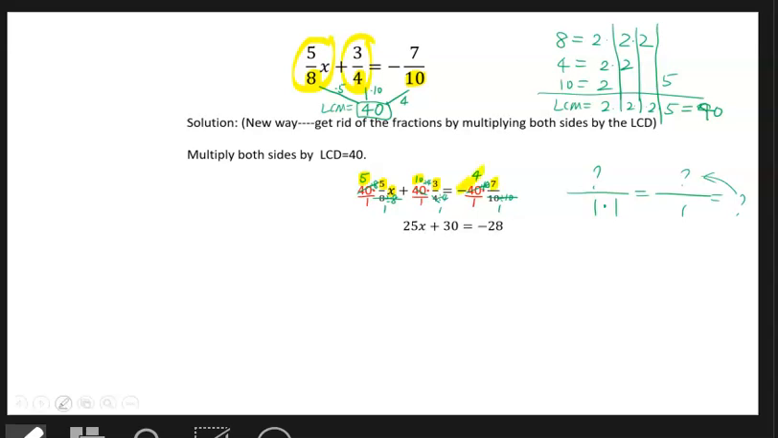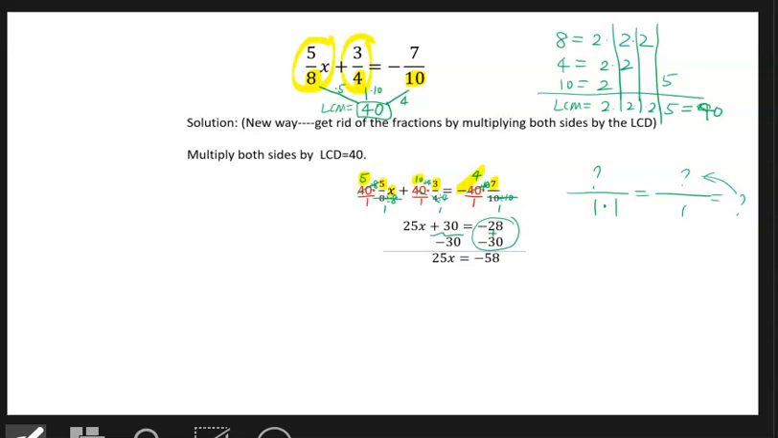Now, after we get rid of all the fractions, we just need to get rid of this positive 30. We can do the opposite of positive 30, that's a minus 30. And also negative 28 minus 30, and we can put a plus sign between them. Adding two debts, we get a larger debt. The debt means it's negative. Larger debt means we add 28 and 30 to get 58.